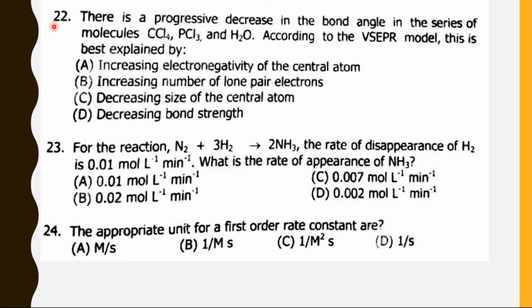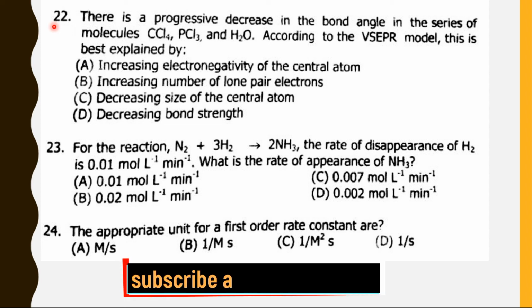Let's come to question number 22. There is a progressive decrease in the bond angle in the series of molecules carbon tetrachloride, phosphorus trichloride, and water (H2O). According to the VSEPR, valence shell electron pair repulsion model, this can be explained by which?